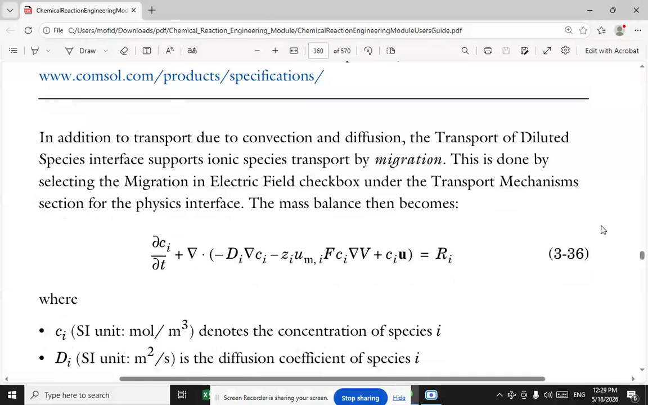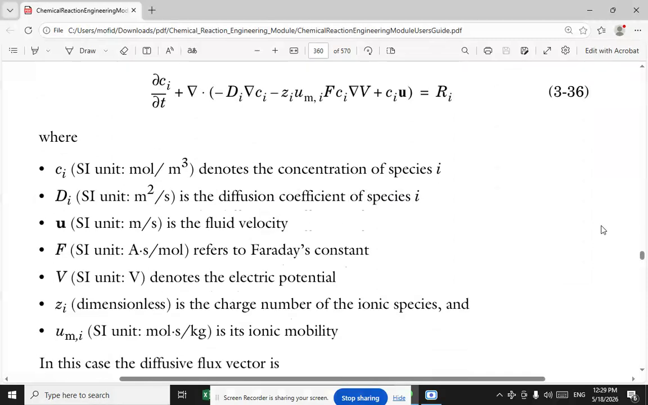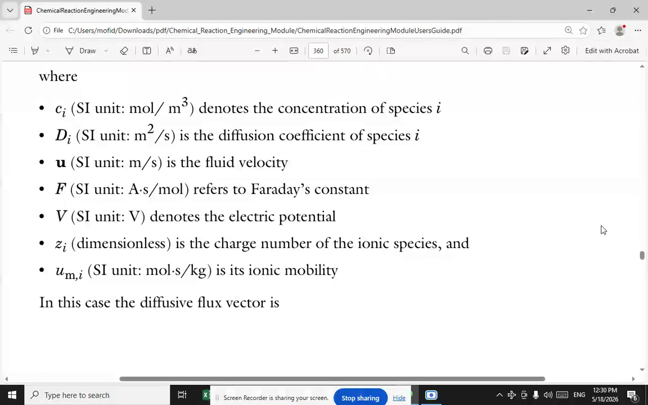interface. The mass balance then becomes the partial derivative of c_i with respect to time plus the divergence of (minus D_i grad c_i minus z_i u_mi F c_i grad V) plus u dot grad c_i equals R_i, equation 3-36, where c_i, in SI units mol per cubic meter, denotes the concentration of species i, D_i in square meters per second is the diffusion coefficient of species i, u in meters per second is the fluid velocity, F in ampere second per mole is Faraday's constant, V in volts denotes the electric potential, z_i is dimensionless and is the charge number of the ionic species, and u_mi in mole second per kilogram is its ionic mobility.